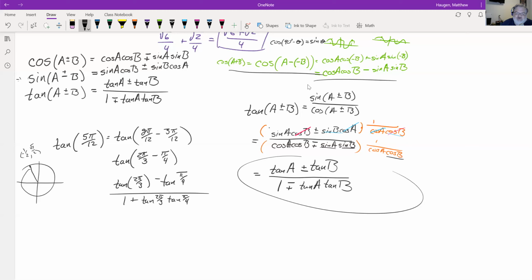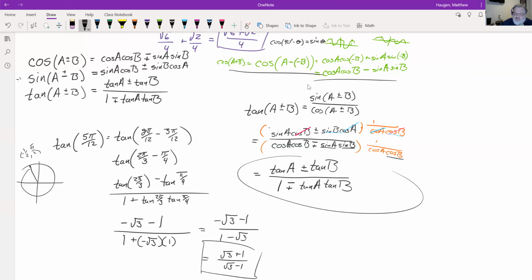So tangent is sine over cosine. So it's going to be negative square root of 3 minus 1 over 1 plus the opposite of the square root of 3 times 1. So negative square root of 3 minus 1 over 1 minus the square root of 3. Or better yet, how about square root of 3 plus 1 over the square root of 3 minus 1, to distribute the sign down there so it's cleaner. And that's an exact value for the tangent of 5 pi over 12. You could rationalize the denominator if you really wanted to, but I don't think you're going to help anybody by doing it. You might. I don't care, though, right now.